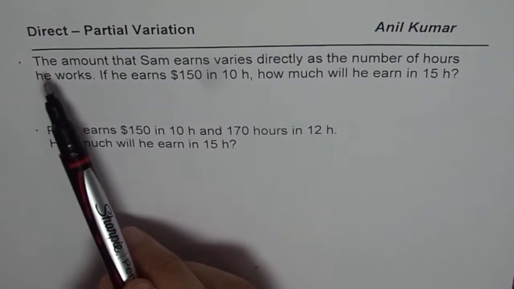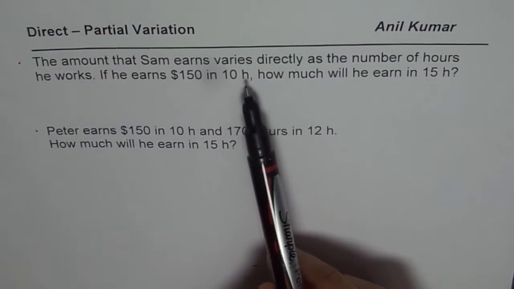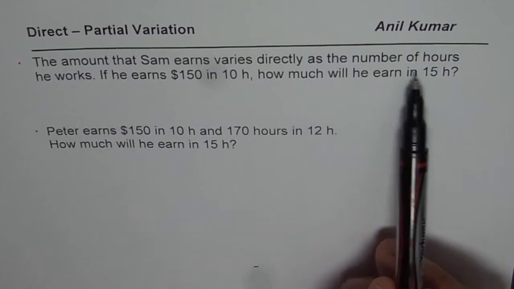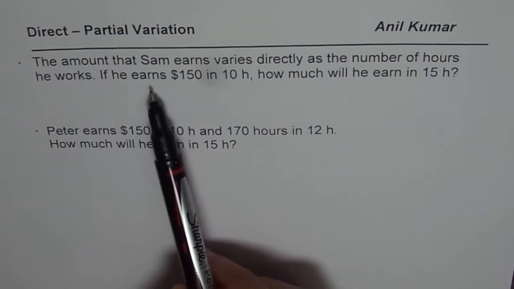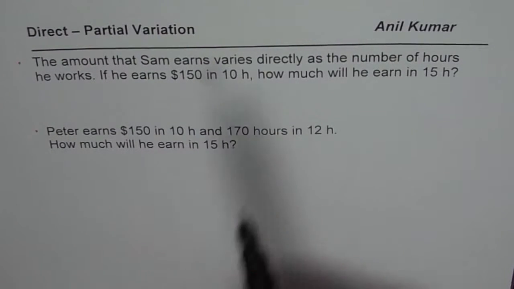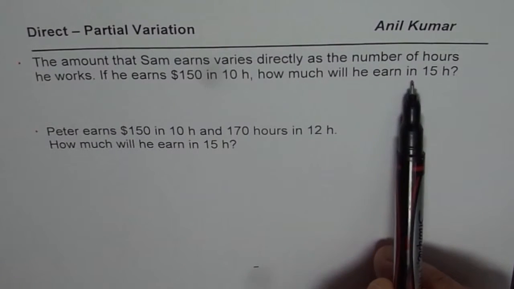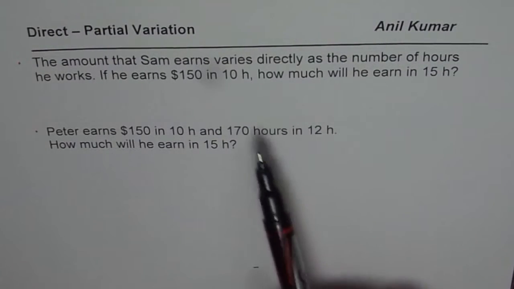First one is, the amount that Sam earns varies directly as the number of hours he works. If he earns $150 in 10 hours, how much will he earn in 15 hours? So that is a direct variation question.